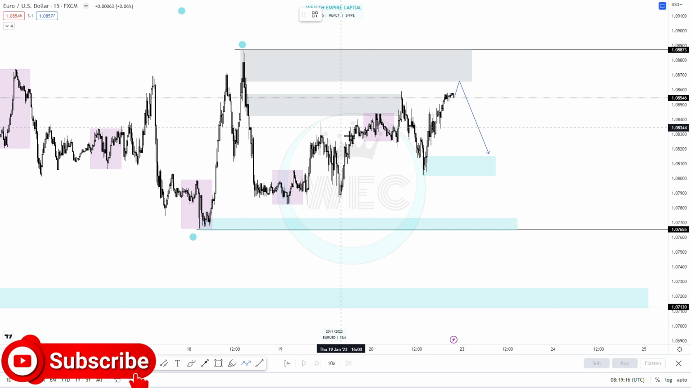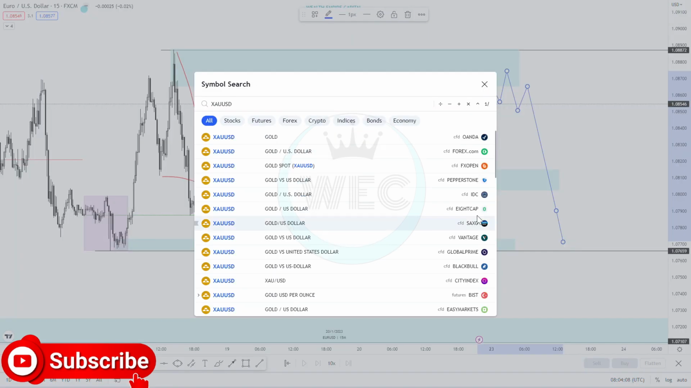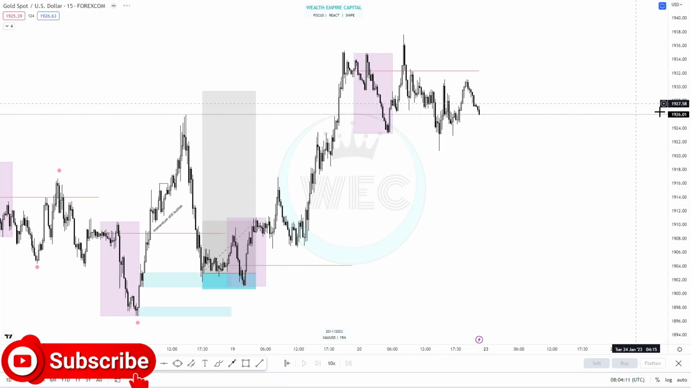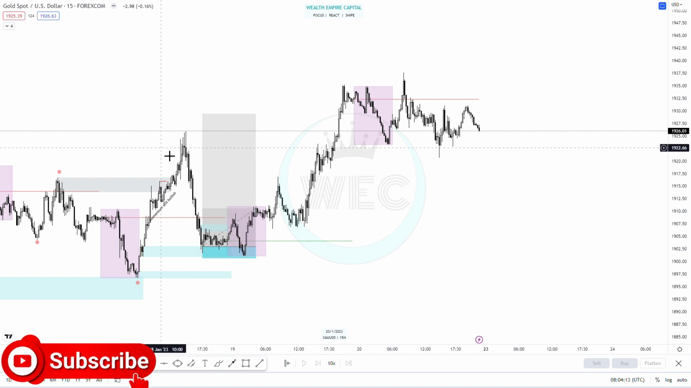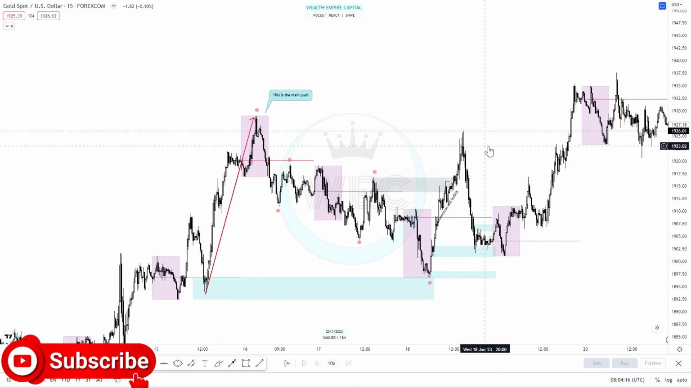Okay, so yeah, real quick, let's step on gold and let's see what gold has for us. On gold, gold also looks similar, right? Gold is also having a similar price action. This was just a markup that I was sharing with one of my students, right? So the same thing on the higher time frame.